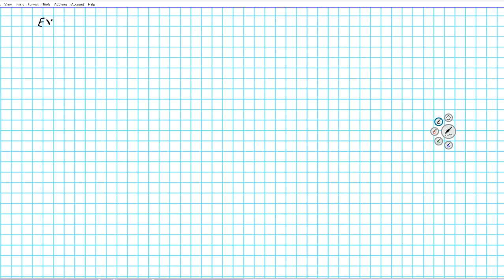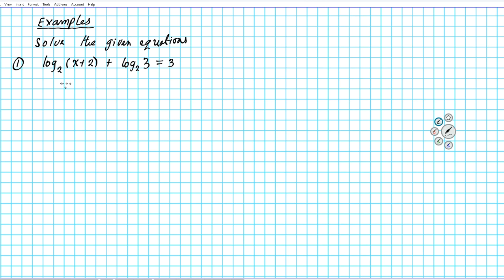The instructions are as follows. You're to solve the given equations. For question number 1, let's say we have the log equation, log base 2 of x plus 2 plus log base 2 of 3 equals 3. Let's go ahead and solve this.